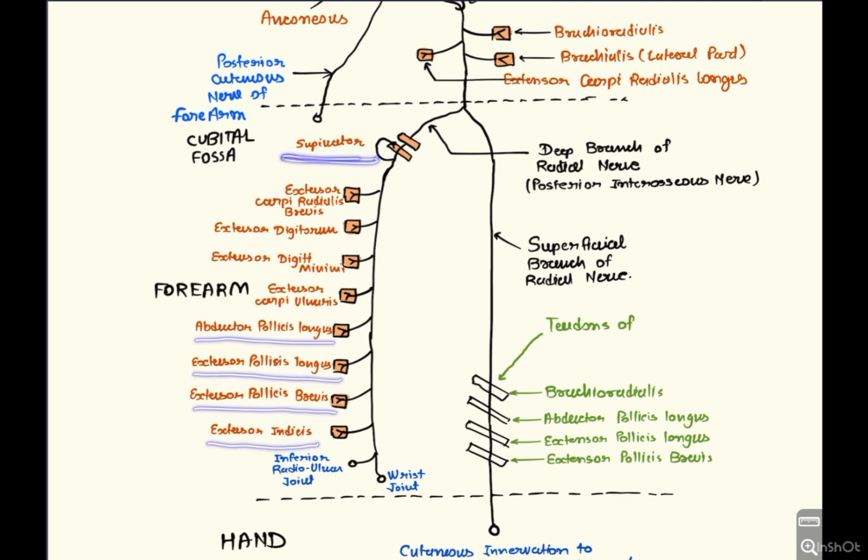So all the muscles of the back of the arm and back of the forearm are supplied by the radial nerve. And lastly, this deep branch also gives articular branches to the inferior radioulnar joint and to the wrist joint. So we have talked about the course and the branches of the radial nerve. We talked about the four kinds of branches of the radial nerve, MCAT.